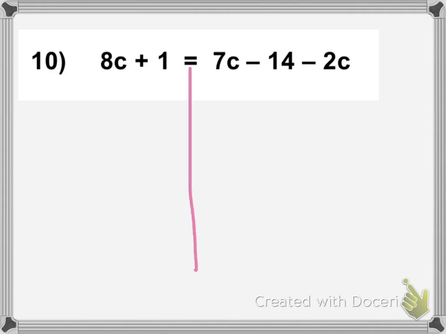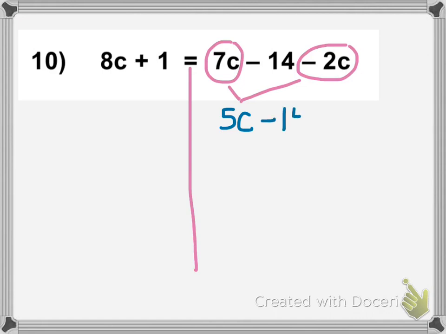All right, step 10, draw your line. Distribute if you have parentheses, no parentheses. Step 2, clean up each side. The left side's cleaned up because 8c and 1 are unlike terms. On the right, though, I have two like terms. I've got 7c and negative 2c. I can combine those two. Positive 7c, negative 2c combines to make positive 5c. We also need to bring down that minus 14. Equals. On the left, I still have 8c plus 1.